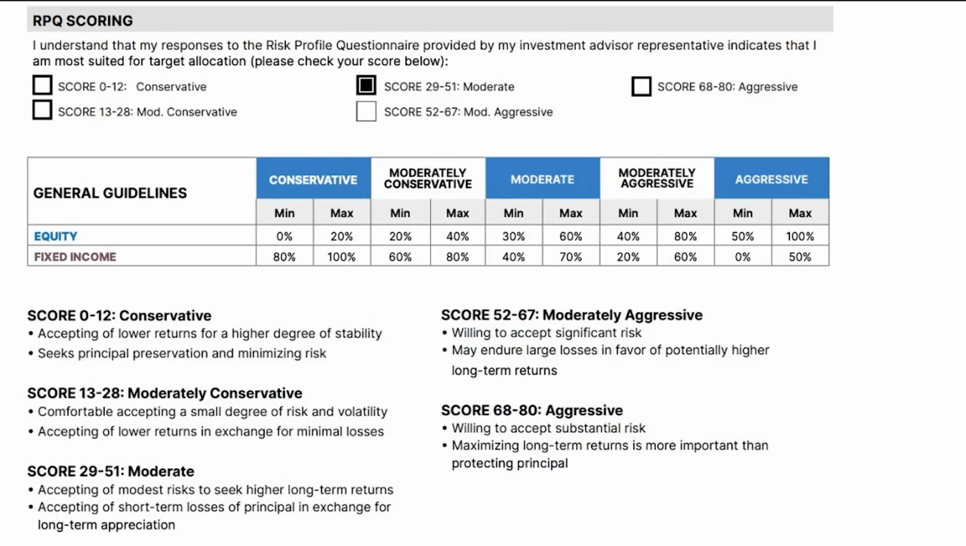Right. So we are taking a look at the results here of a questionnaire. It's the RPQ score, right, Peter? Yep. How accurate is this number or representation then?